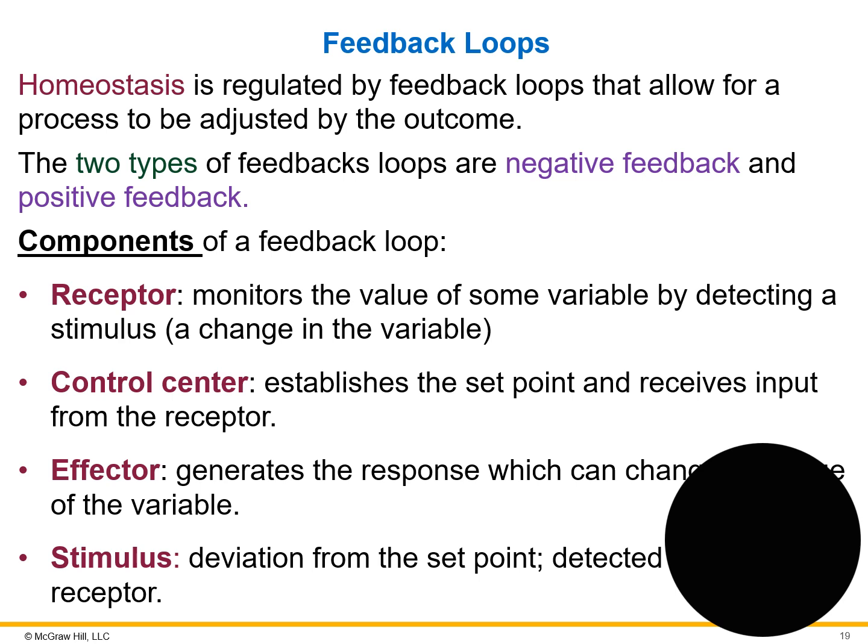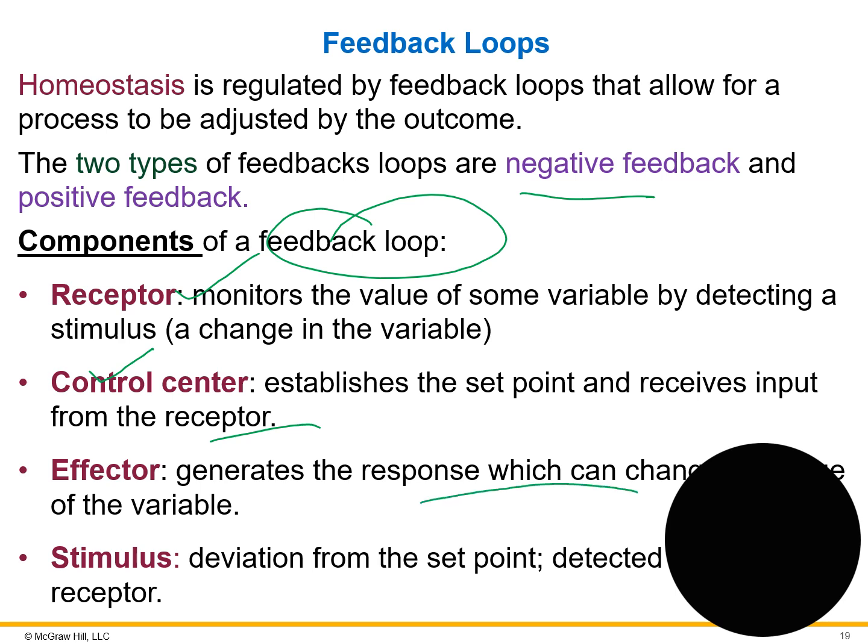This feedback loop, doesn't matter positive or negative, consists of a receptor. This mainly detects the changes in a variable. Then another one is the control center, which sets the ideal value and processes input from the receptor. Then another thing, the effector, which generates a response to adjust the variable.